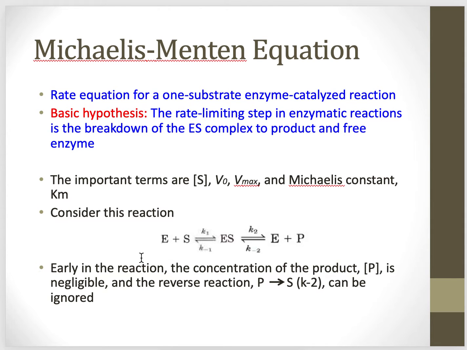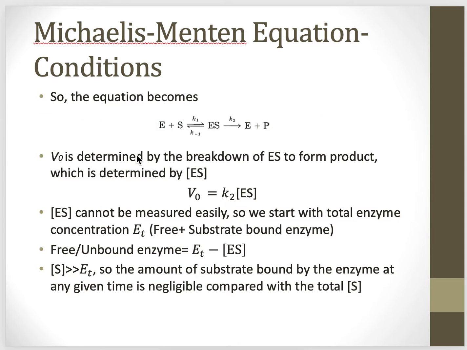So if we consider this condition, that the reaction is at the earliest stage, then we can rewrite this equation in this way: E plus S, ES to EP. The forward and reverse is possible for the first step, but this reverse is not possible. Now if we think about the rate of the reaction, as we are thinking about the beginning of the reaction, we have to denote the rate as V0. V0 means initial reaction rate, or the reaction rate at the early time or 0 time. So V0 will be determined by the breakdown of ES.